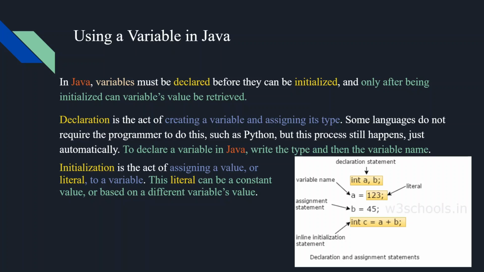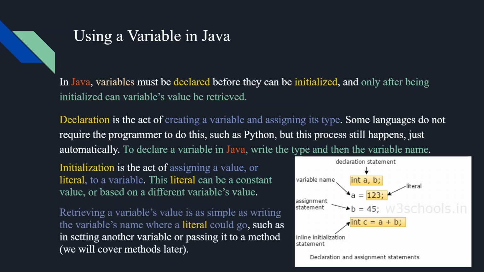Initialization is the act of assigning a constant value, also known as a literal, to a variable. This literal can also be retrieved from the variable. As seen on the right, variable A is being set to the literal 123, and later variable C is being assigned to the value of A added to the value of B, which becomes a literal once addition finishes. As seen in that example, retrieving a variable's value is as simple as writing the variable's name where a literal could go. As seen on the last line again, writing variable A told the program to use the value of variable A, which is 123.